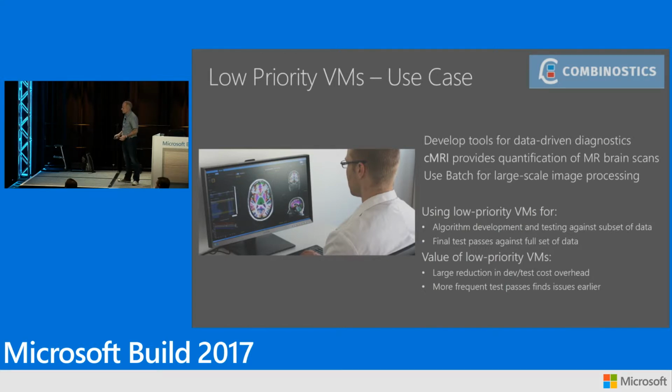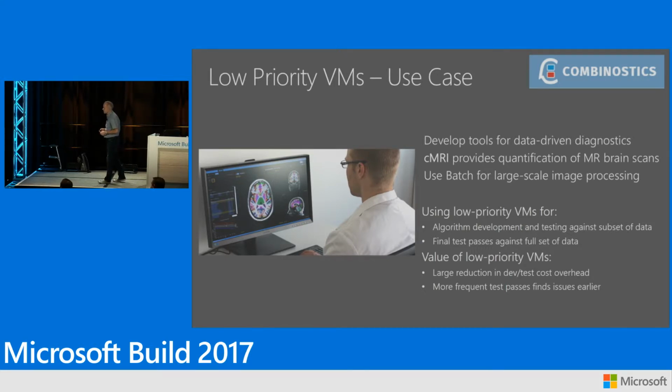So one great use case is with Combinostics. They're an early stage company providing a super cool service using Batch for large scale image processing. This is image processing of MRIs, of brain scans, and they're looking for early signs of various brain disorders and dementia. When we've been working with them in our private preview, they want to use low priority VMs basically for testing during the dev cycle. Since it's image processing, they need to run continually against a subset of data just to make sure they're not fundamentally breaking anything.